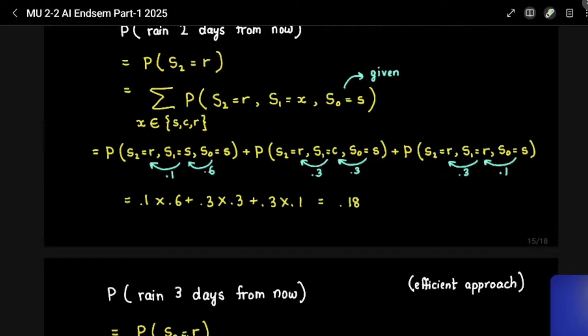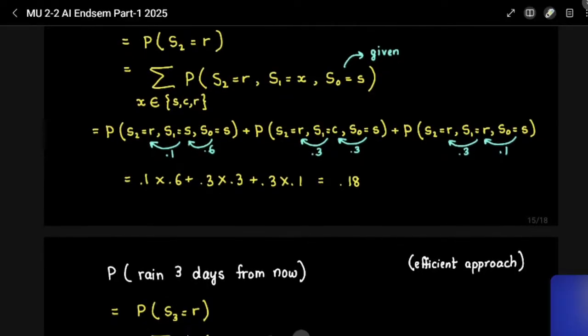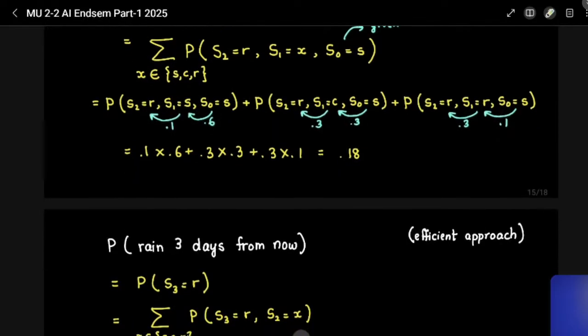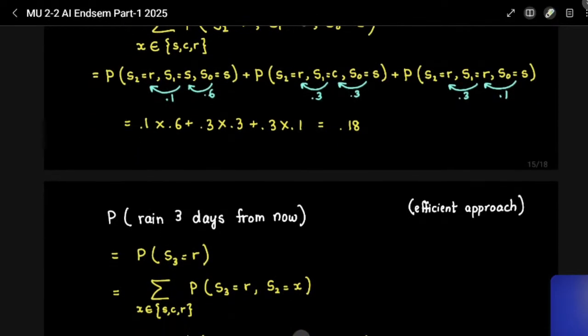So representing this is simple. You just represent it. Probability that S3 is equal to R. So on day 3 you have rain. What about day 2? Day 2 could have been sunny, cloudy, or rainy again. So I can simply write it this way. And if you follow the previous approach, it will get longer and longer, because S1 also could have been anything. S0 is fine. We have S0 as sunny.